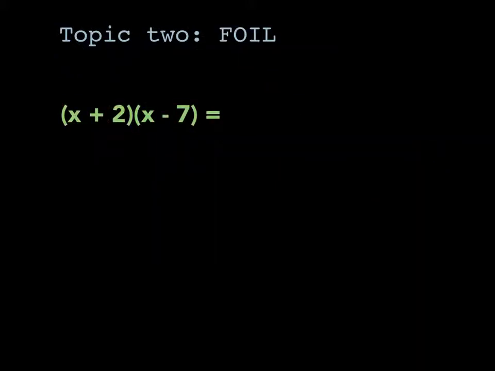All right, so here I have another example where I have two sets of parentheses, so two binomials that I'm trying to multiply together. We're going to use this idea of FOIL, which is really just an acronym that makes sure that we catch all the terms, that we multiply every term with every other term. So FOIL stands for first, outer, inner, and last.